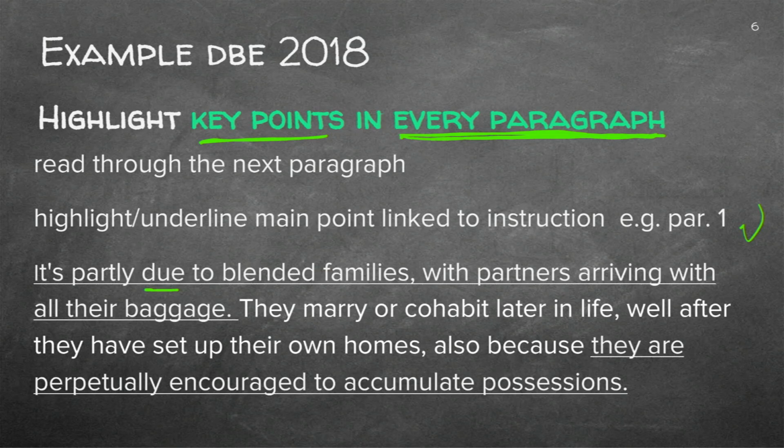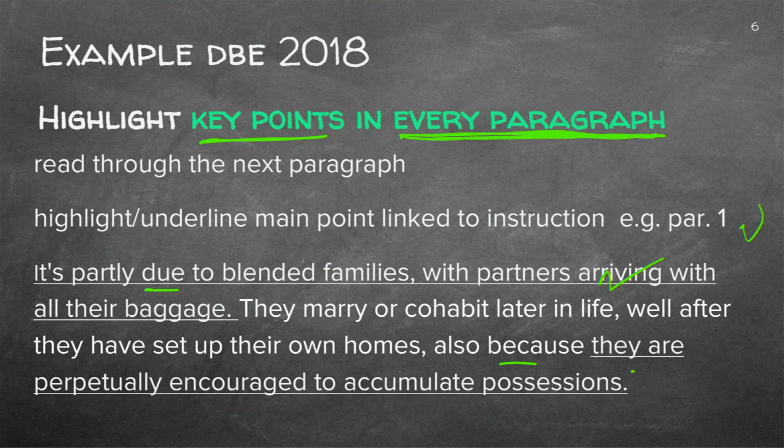If I just look at this paragraph, the words due to and because already catch my eye because they are words that introduce reasons, right? So the first thing is the blended families with partners arriving. And of course, what does a partner do? Brings along his baggage. Then they marry or cohabit, and they've set up their homes and they bring their stuff with them, right? All of that just there.